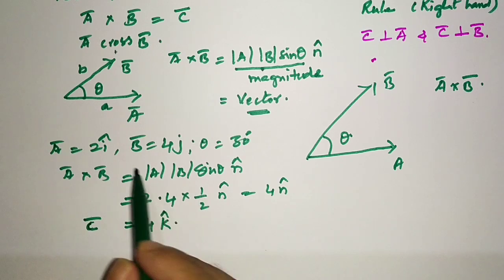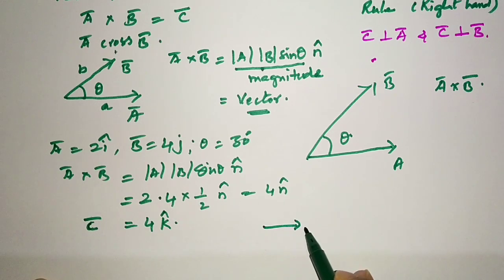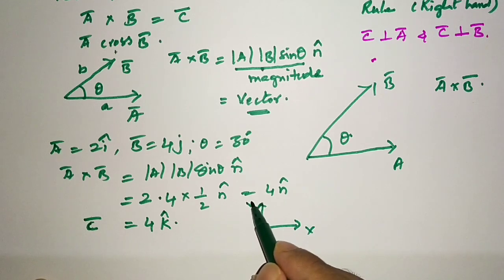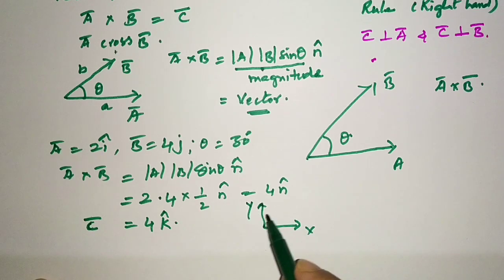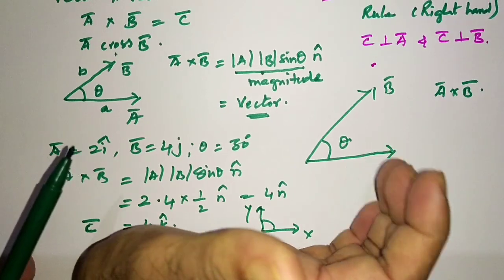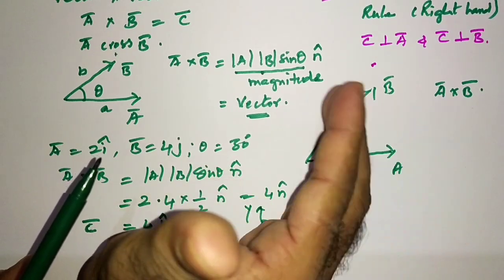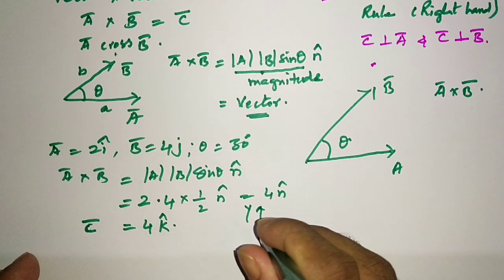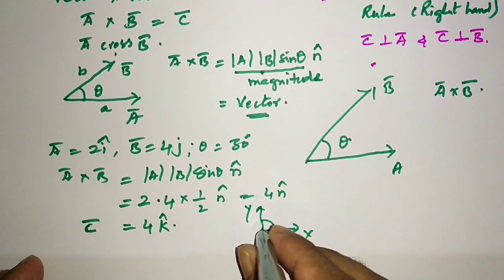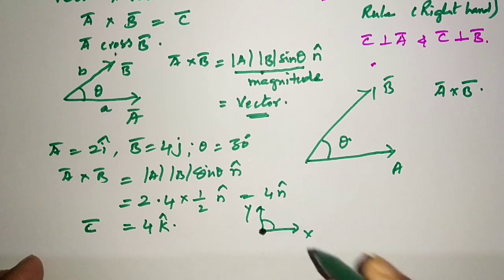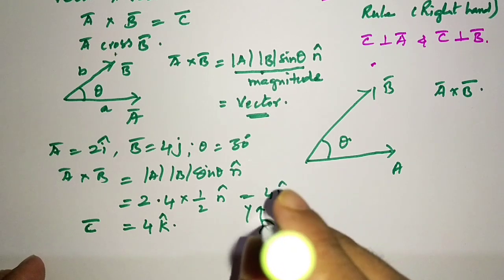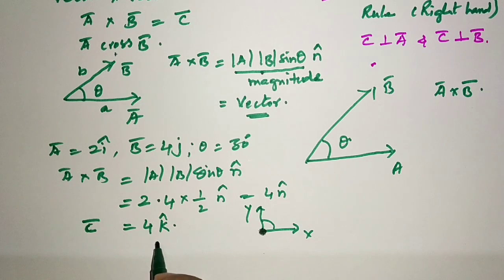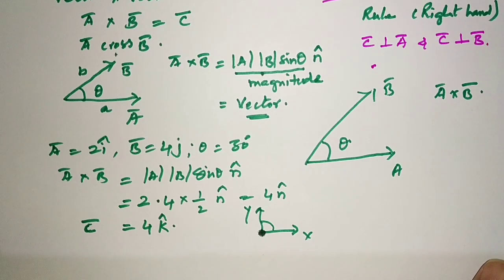Understood? So here A is along the positive x-axis, B is along the positive y-axis. Now the resultant should be perpendicular to both. See here, this is the angle. You are moving from the x-axis to the y-axis. Right hand thumb rule: in which direction is the thumb pointing? Vertically up. Understood? So the unit vector is k cap, so that C is equal to 4k cap. Clear? This way one can solve the problems based on this.